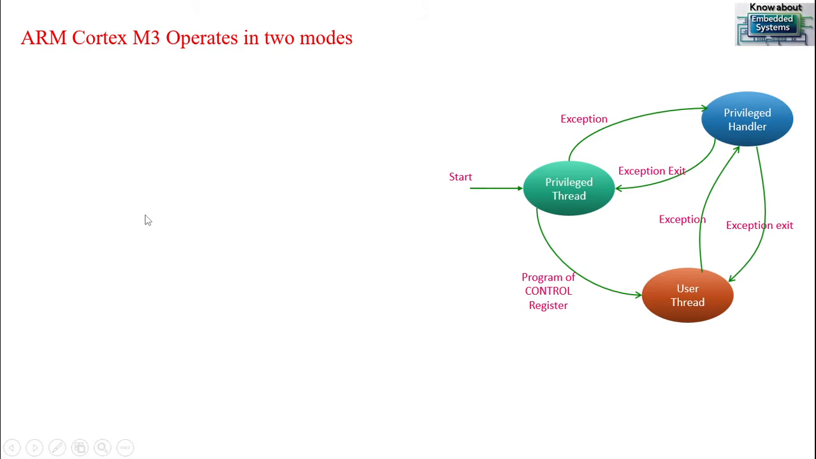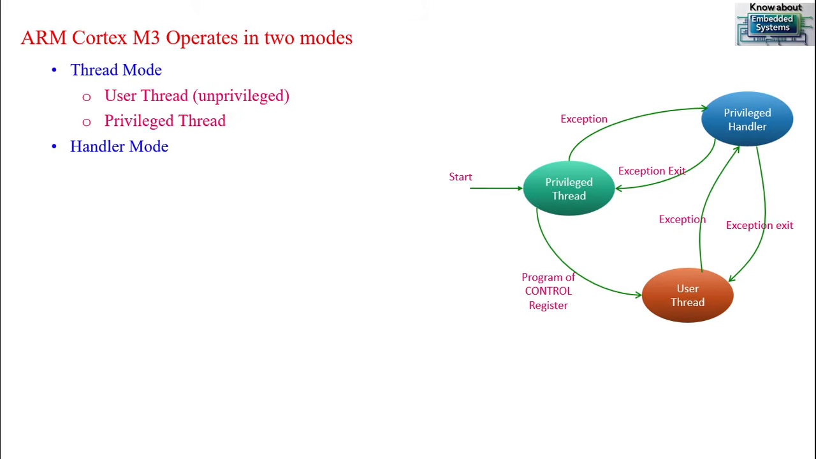ARM Cortex M3 processor operates in basically two operating modes. They are called like this. One is a thread mode and one is a handler mode. So what do you mean by thread mode? Thread mode means basically whenever user program executes, that is called as thread mode.